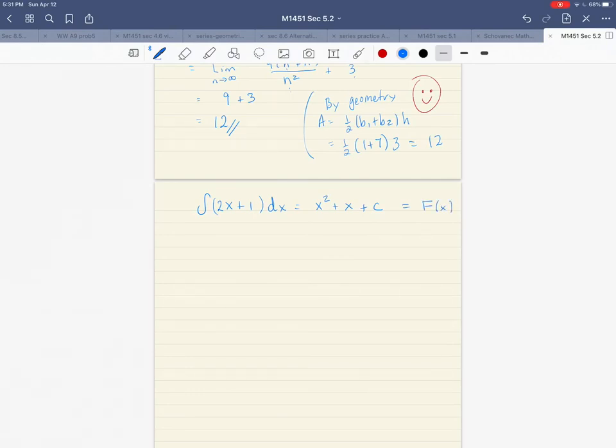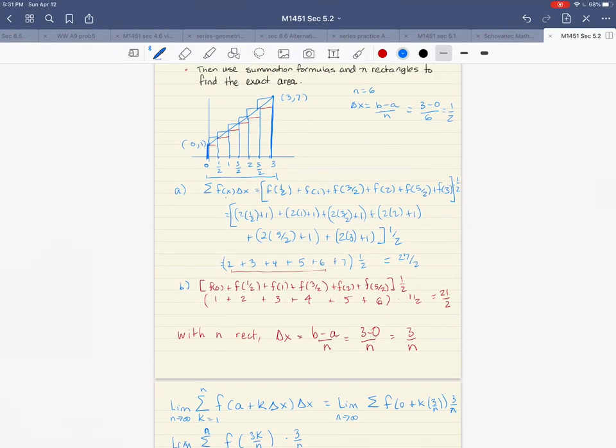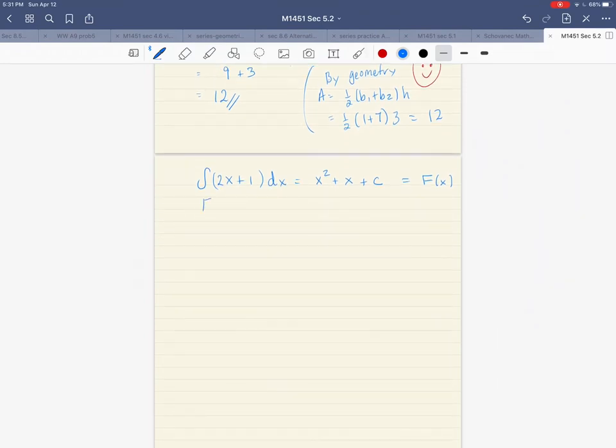So let's call that capital F. Now the limits, or the numbers that we went from, x is 0 to x is 3. So I want to find F of 3 minus F of 0. F of 3 is 3 squared, which is 9, plus 3 plus c. F of 0 is 0 squared plus 0 plus c. And look at that, we get the same 12 that we got a second ago.